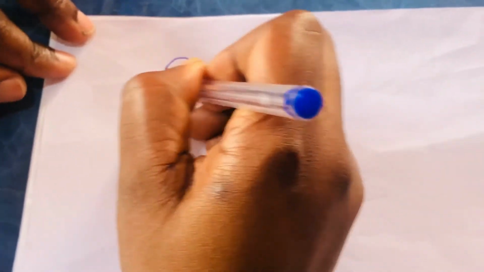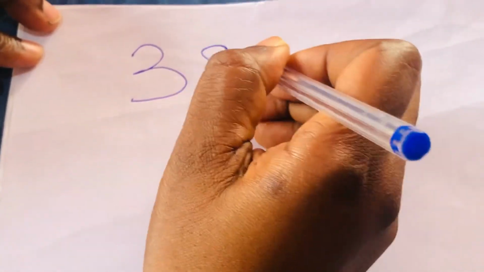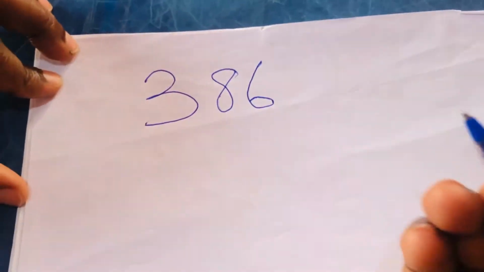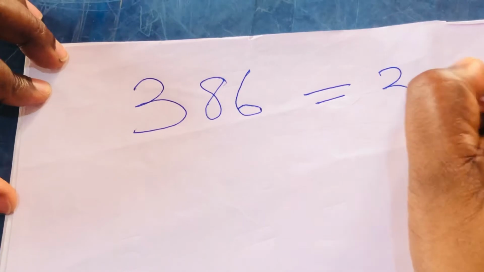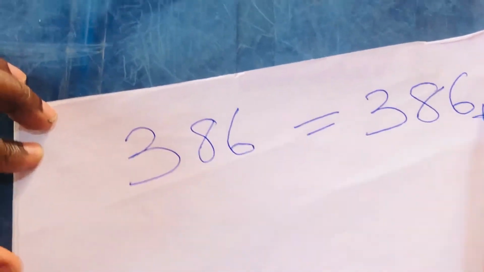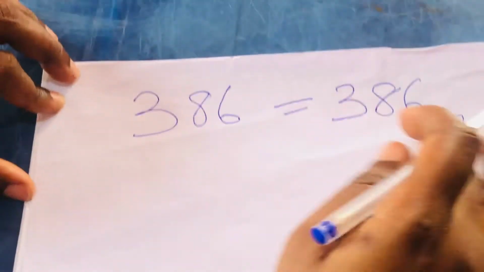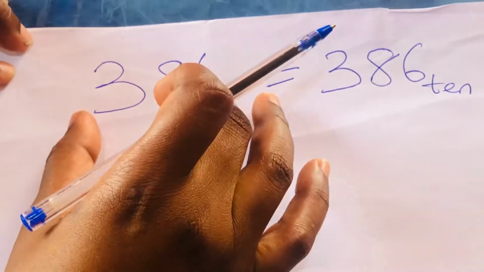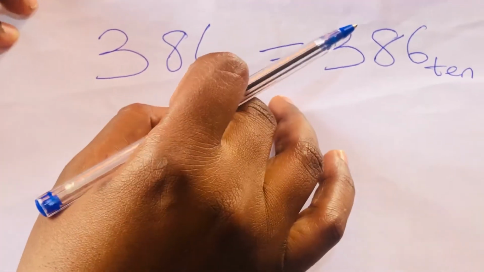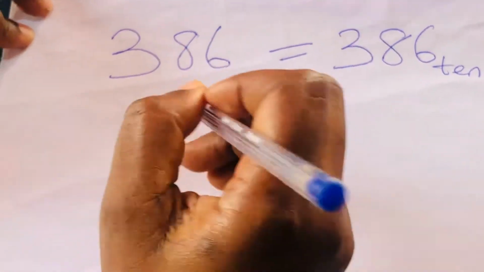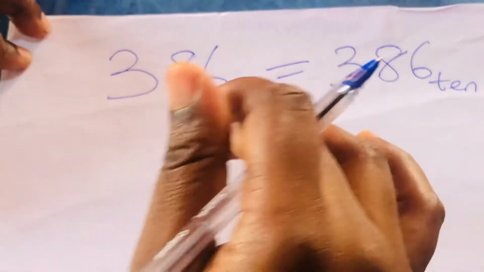So, combinations of digits as well. If you write 386, it is already in base 10. 386 base 10. But you do not need to write the base. So it's better you leave it like this. But you have to know that it's already in base 10. So apart from base 10, we have other bases.